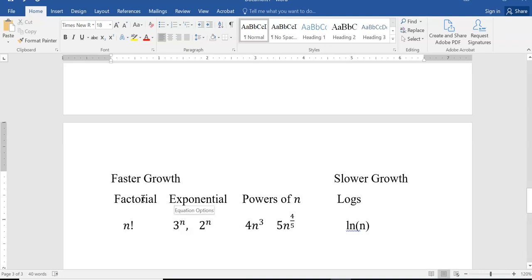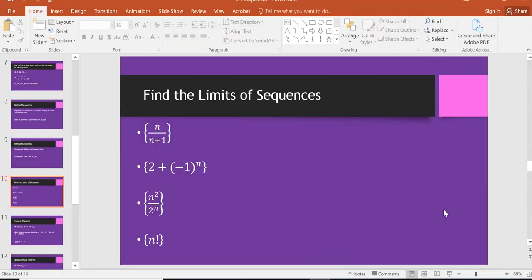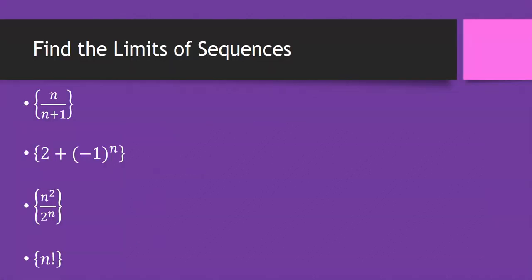Okay, so the fastest one that we've seen so far is n factorial. You can do some compounding of functions and make it even faster than factorial. But factorial is faster than exponential. Exponential is a faster growth than powers of n. Powers of n are a faster growth than log. All right? Hopefully that makes sense. If it doesn't, we're going to see that later. I just wanted to mention right now that factorial growth is in fact faster growth than exponential.